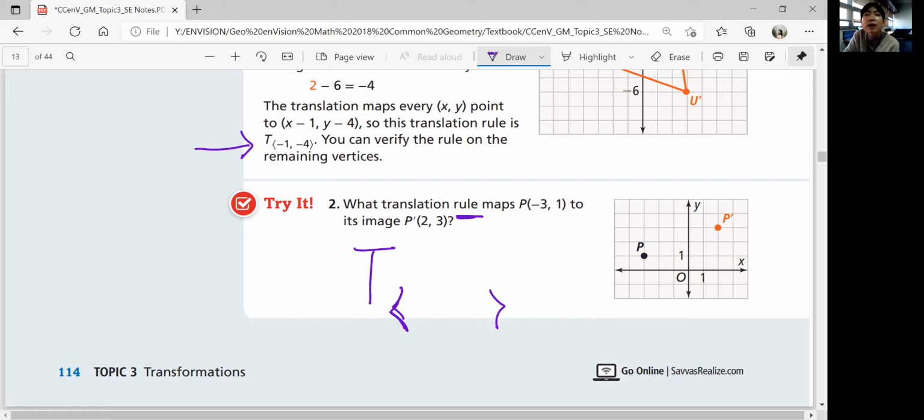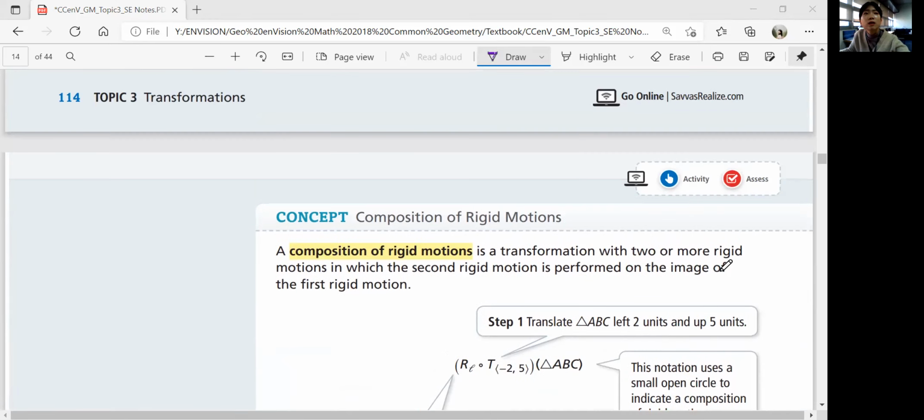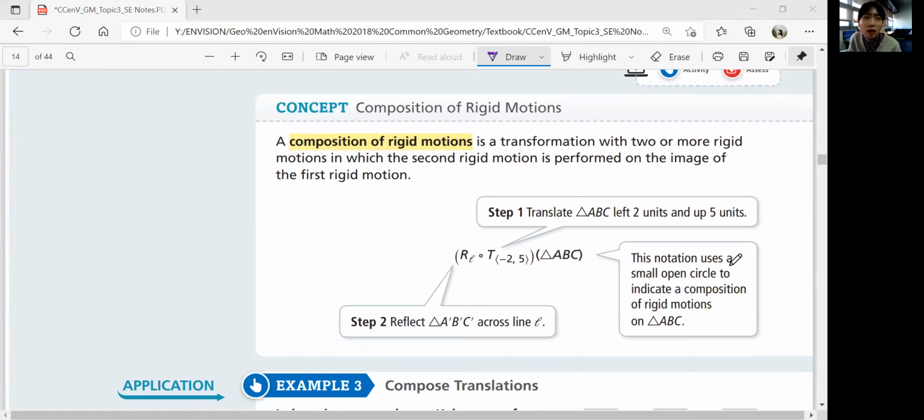So from point P, you're going to count horizontal movement 1, 2, 3, 4, 5. So positive 5 for x value and positive 2 for your y value. So that is your translation of horizontal movement of 5 units to the right, vertical movement 2 units up. Okay, let's look at the next one, next page.